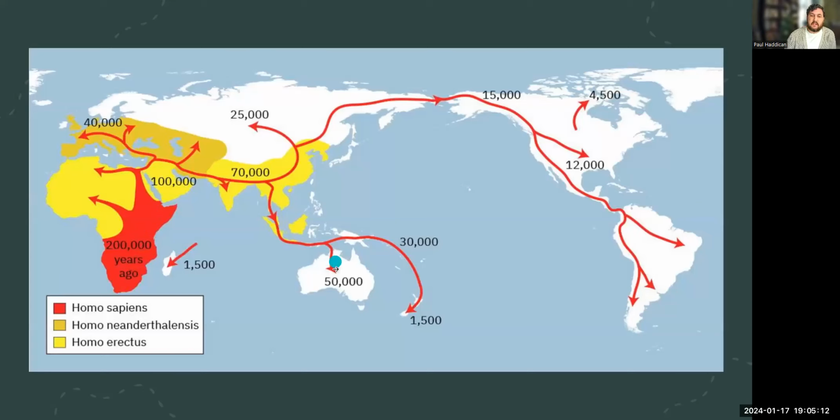Some of us will break down and go to Australia and the islands. And some of us will go up and use this land bridge that connected modern day Russia and Alaska to get into North America, travel around, and then eventually get down into South America.